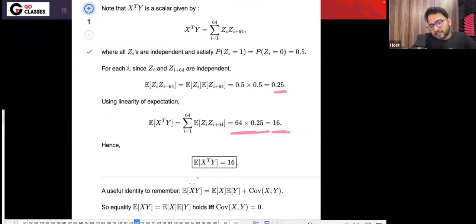Now notice here that the expectation of x into y is equal to the expectation of x into the expectation of y only when they are independent. Otherwise there will be a plus covariance term. This is very important. Otherwise there will be a covariance term. So that's a very important formula, and sometimes it could be directly used with the covariance also. So you should know this formula.